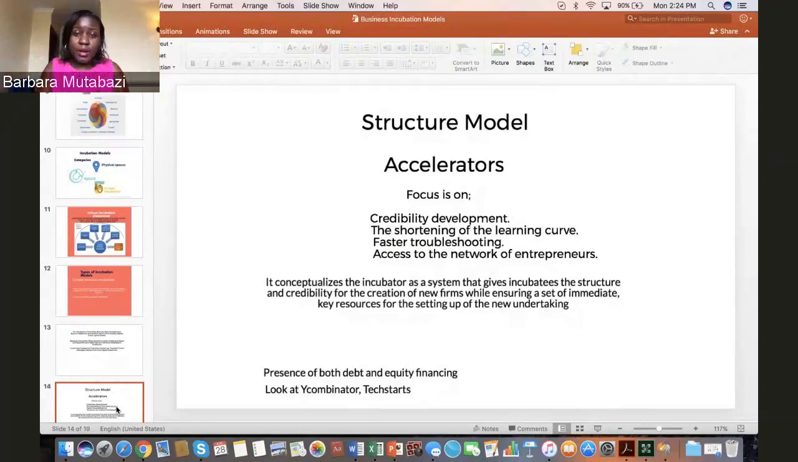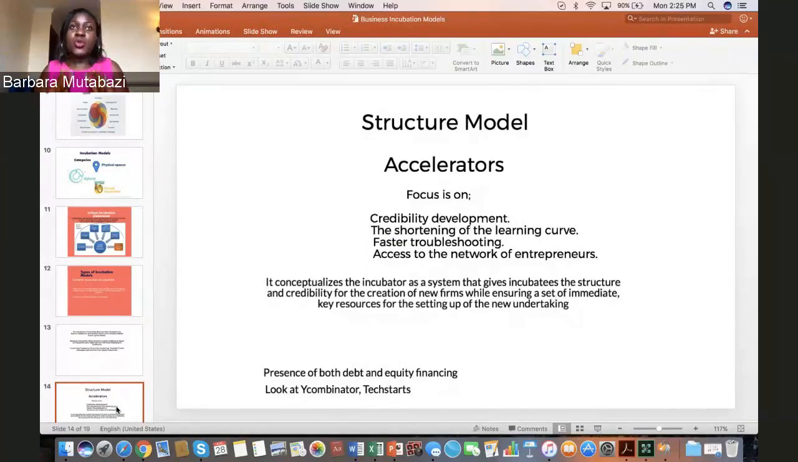There's a program, an agenda. This is what we are going to take you through. We expect this at the end. And so you're basically shortening the learning curve. It is not as long as the incubator one that is going to take a year or two. It is going to be very fast-paced.